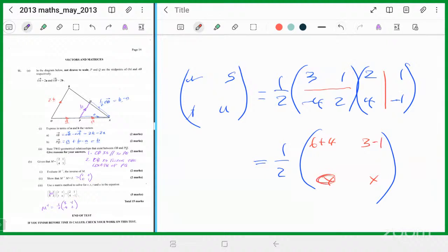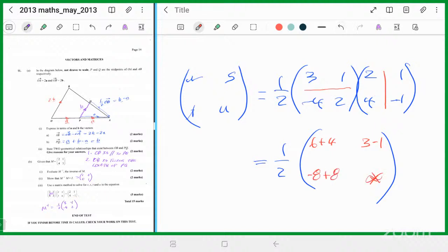This value down here is in the second row, first column. To get it, I multiply the second row by the first column: first element in the row times first element in the column, second element in the row times second element in the column. Negative 4 times 2 is negative 8, 2 times 4 is 8.